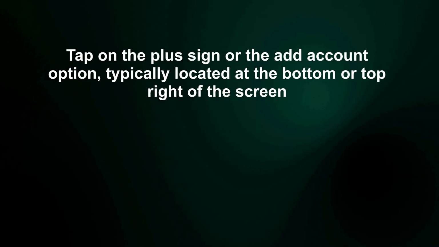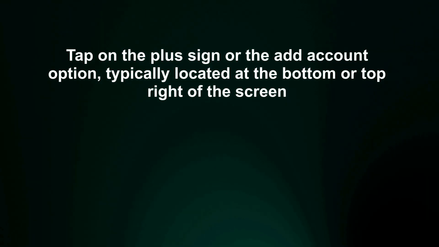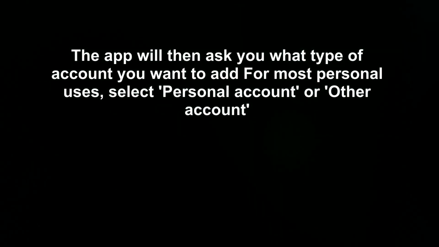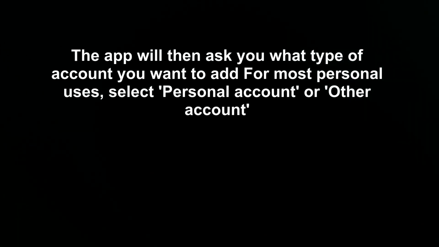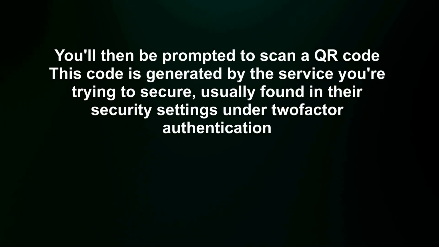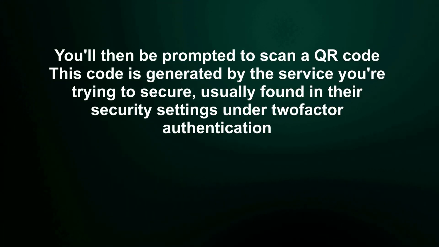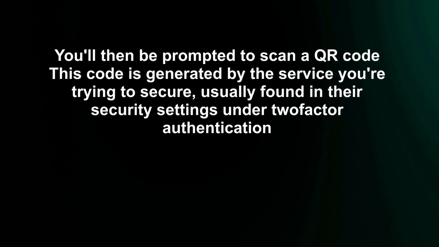Tap on the plus sign or the Add Account option, typically located at the bottom or top right of the screen. The app will then ask you what type of account you want to add. For most personal uses, select Personal Account or Other Account. You'll then be prompted to scan a QR code. This code is generated by the service you're trying to secure, usually found in their security settings under two-factor authentication.